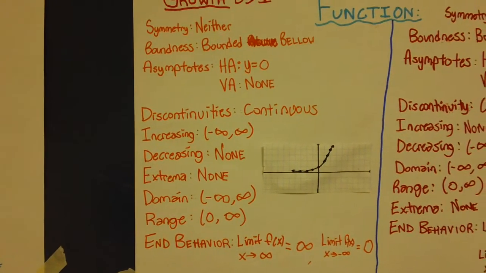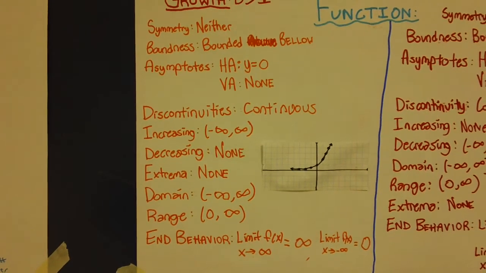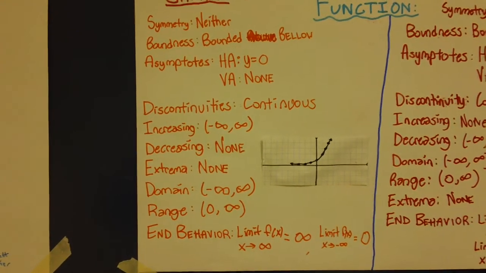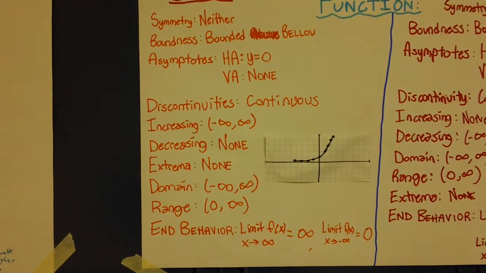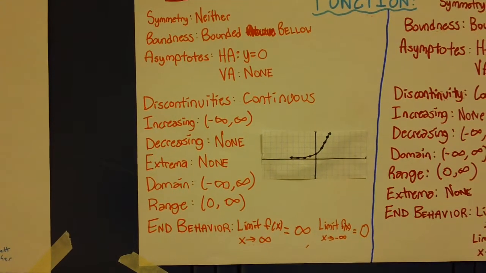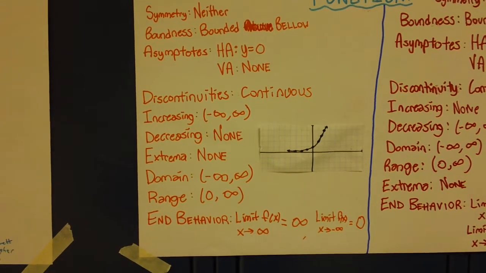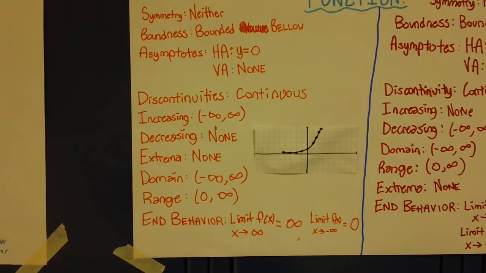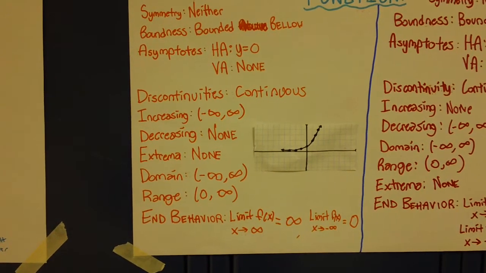Asymptotes, for the horizontal asymptote, it is y equals 0, and there is no vertical asymptote. It is continuous, so there's no discontinuities. It's increasing from -infinity to infinity. It's never decreasing. There are no extrema. The domain is from -infinity to infinity, and the range is from 0 to infinity.